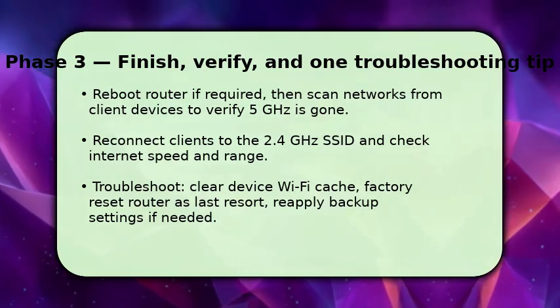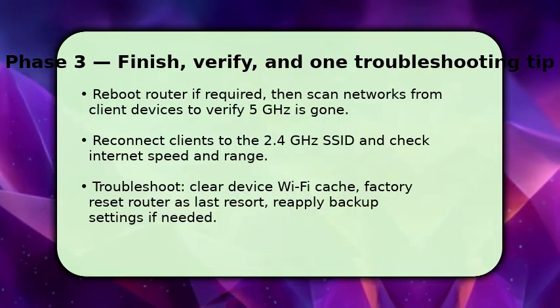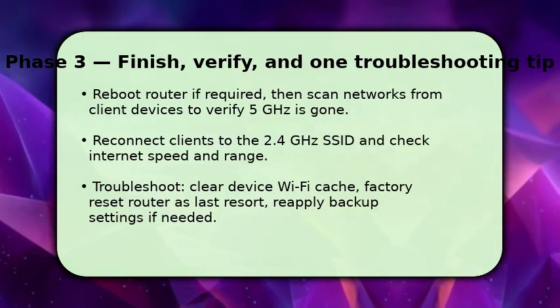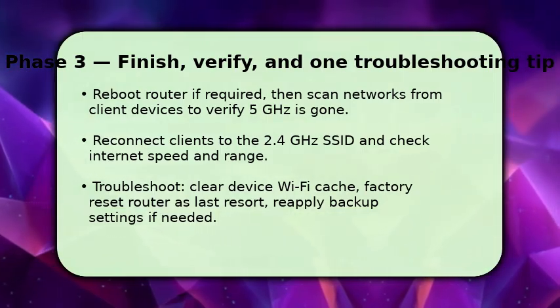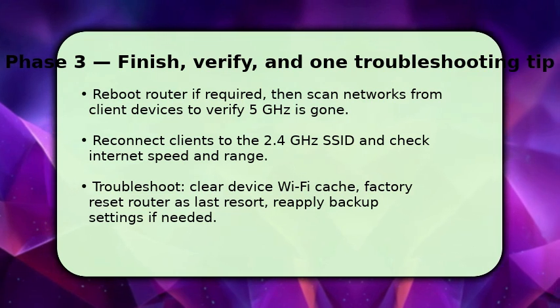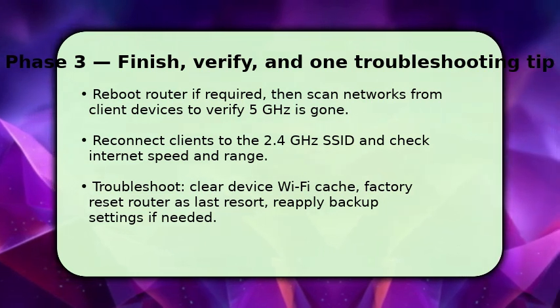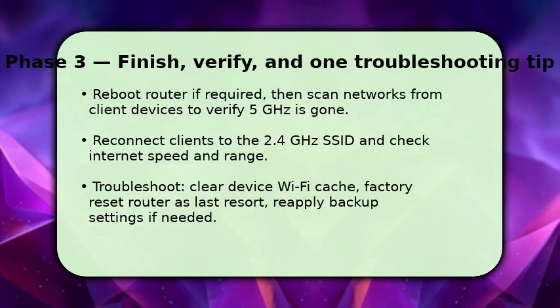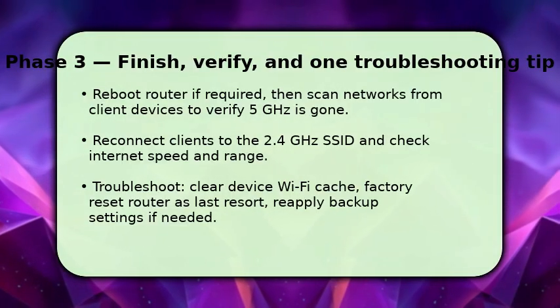If devices still show 5 GHz or have trouble connecting, clear their Wi-Fi cache or forget the network and try again. As a last resort, factory reset the router and reapply the backup settings. This resolves persistent configuration conflicts.